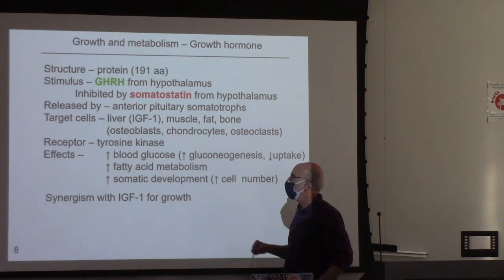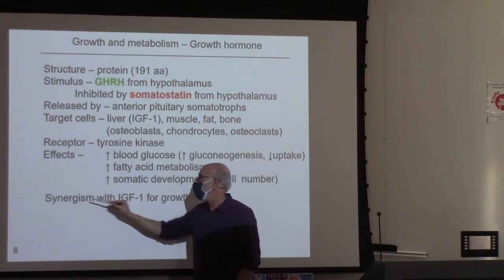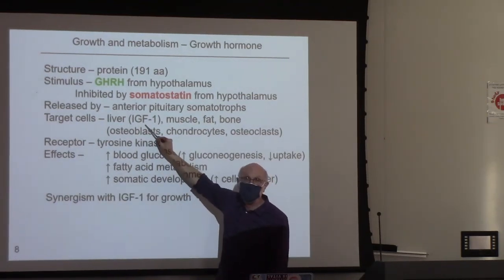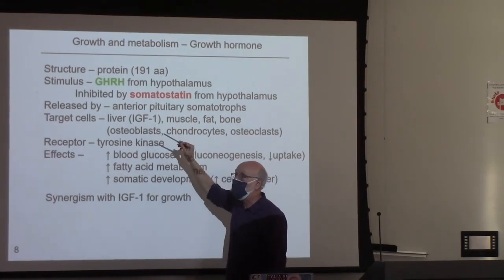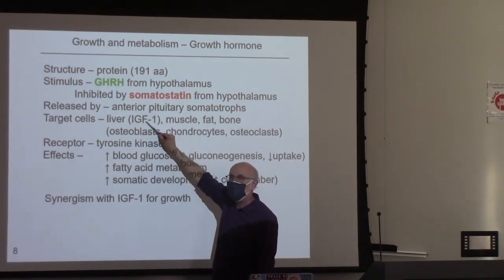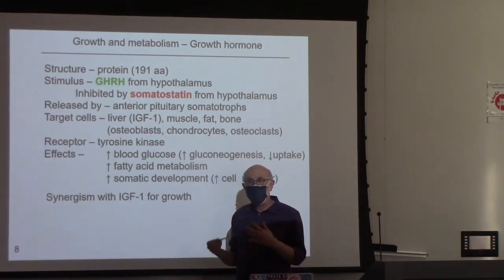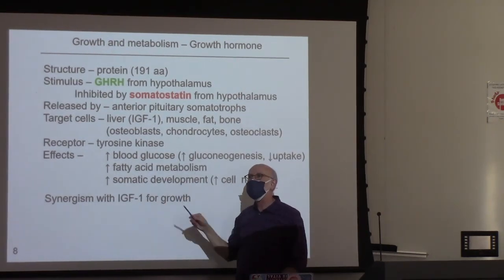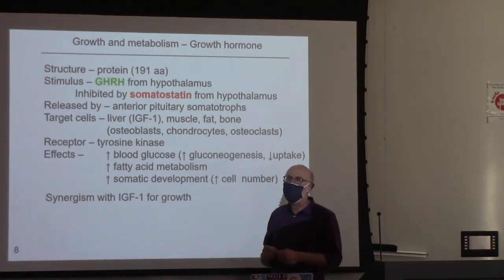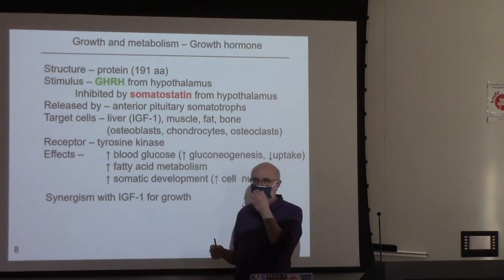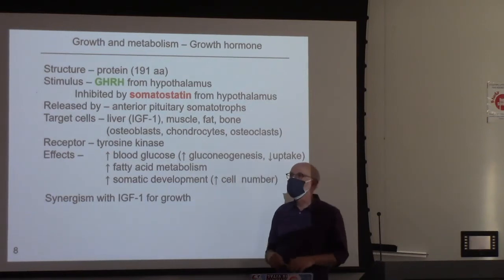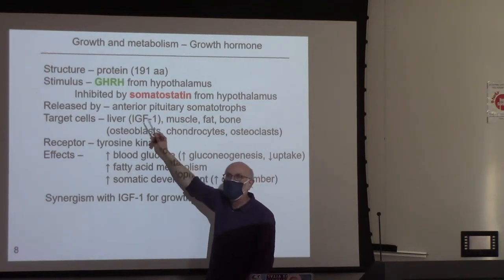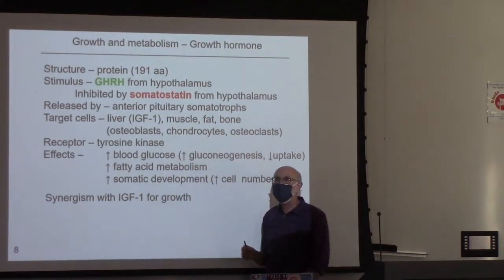cell proliferation, it needs to synergize with another hormone called IGF-1, which is produced by the liver. So growth hormone works on the liver to produce another hormone that is necessary for all of the multiple effects of growth hormone. IGF-1 is a necessary co-enzyme, a co-hormone. It just is. For most of the effects. Not for the effects on the liver, but for the other effects, especially on bone.